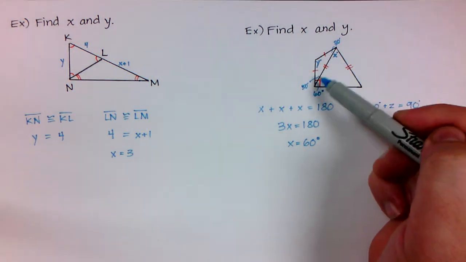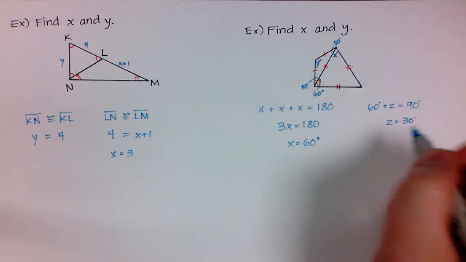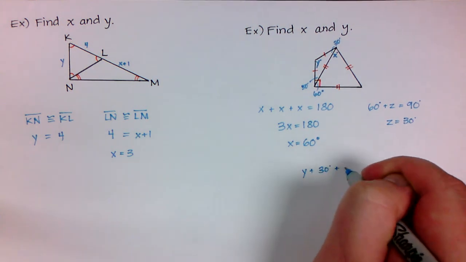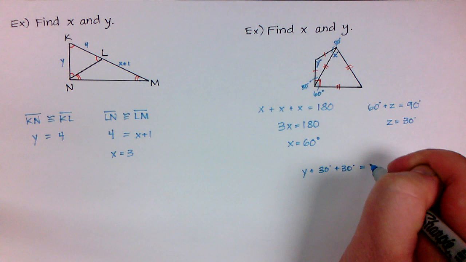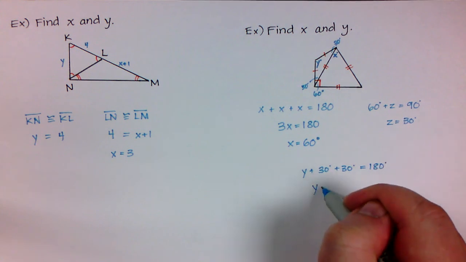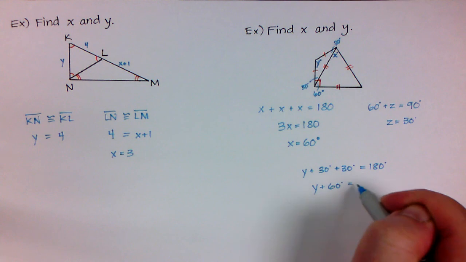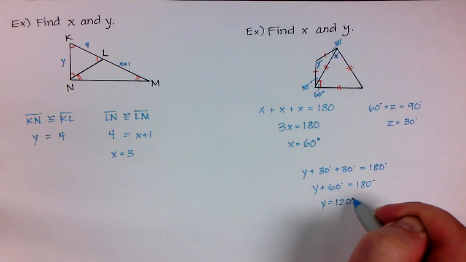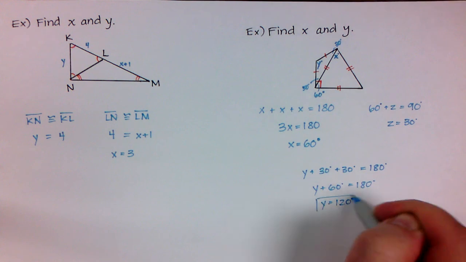So now I have two of the angles, I can find the y. Y plus 30 degrees plus the other 30 degrees, they should all add up to 180 degrees. So this is y plus 60 degrees. When I subtract, I find that y is equal to 120 degrees. And I'm done.